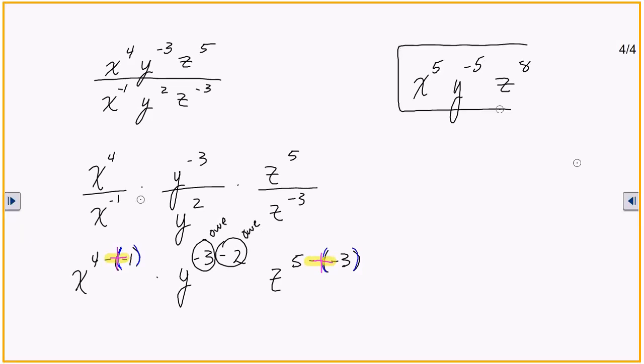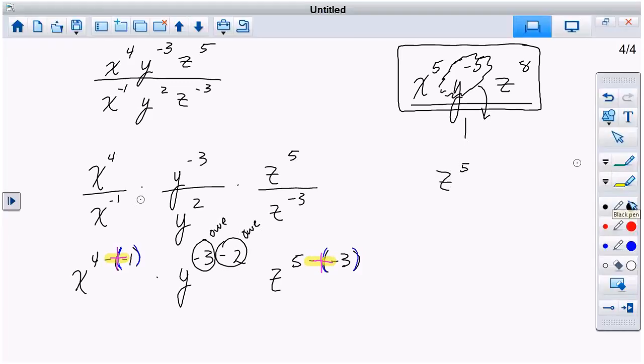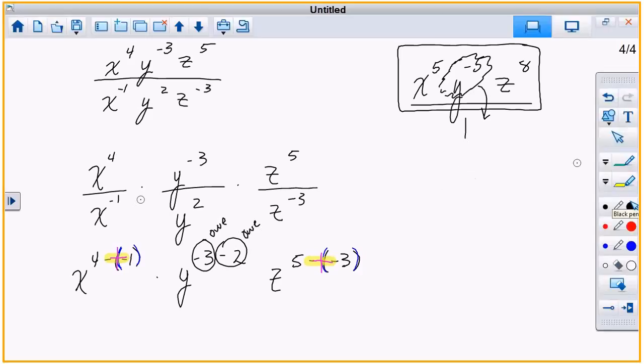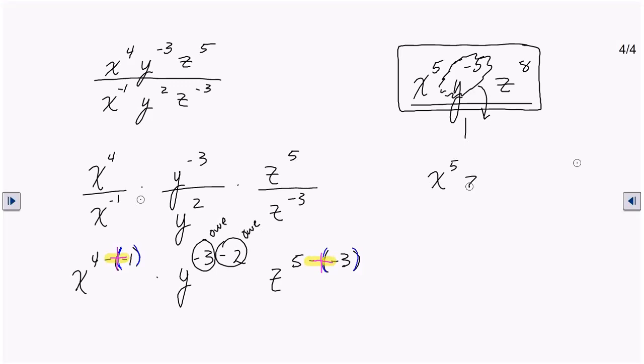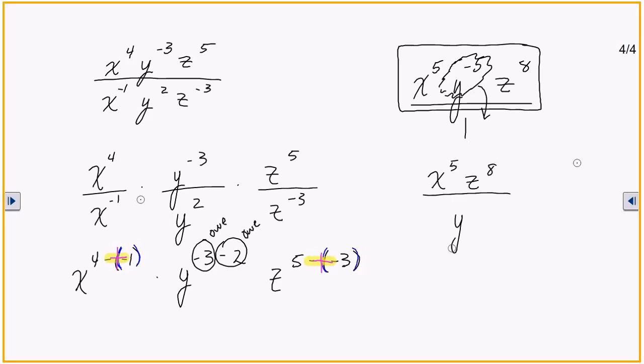Now, I'm going to give you a little bit of a preview of coming attractions. In the next video, you're going to be introduced to the inverse rule. I showed you those when we talked about the quotient rule and the product rule. There's about 8 exponential rules, and one of them was called the inverse rule. And that's where, all this is over 1, and I can take this guy because he's negative, and I can bring him downstairs, and I would get z to the fifth. I'm sorry, x to the fifth. I don't know what's wrong with me. x to the fifth, z to the eighth, over y to the fifth.